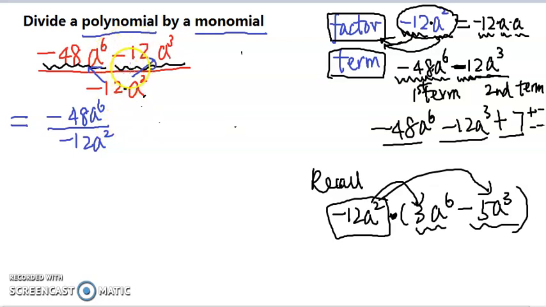There are two ways you can write it. You can put a little plus sign on the top because we know that the plus sign is omitted. And then you're going to have plus negative 12a cubed divided by negative 12a squared.